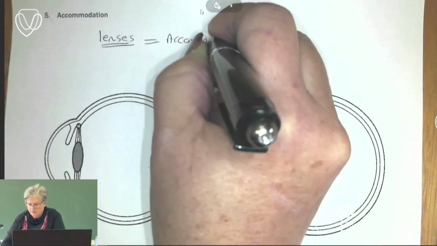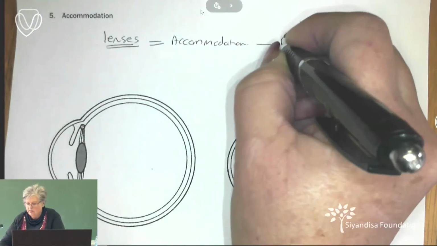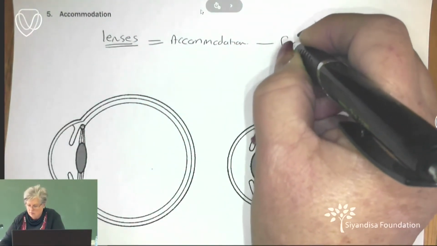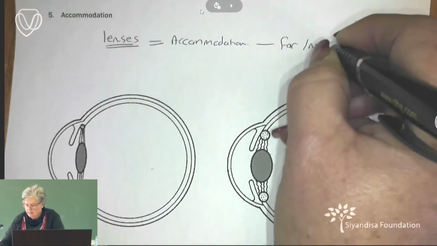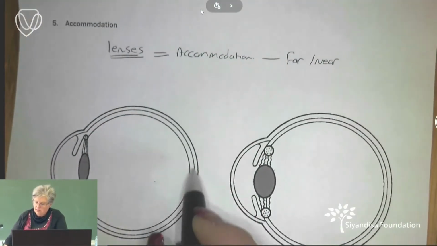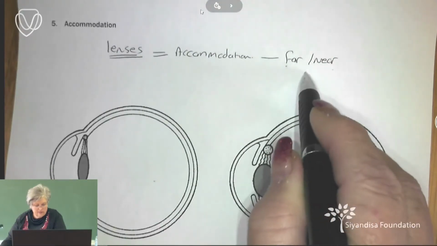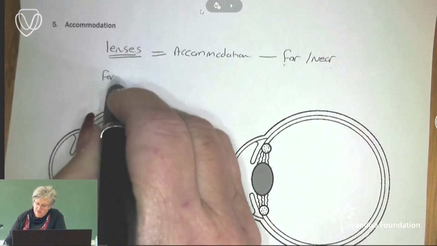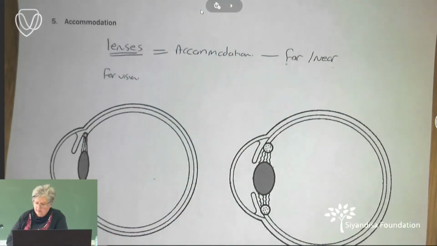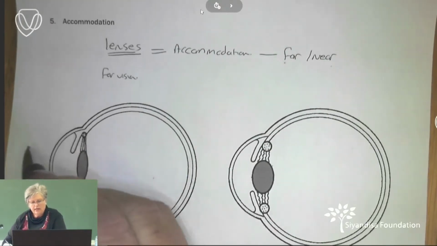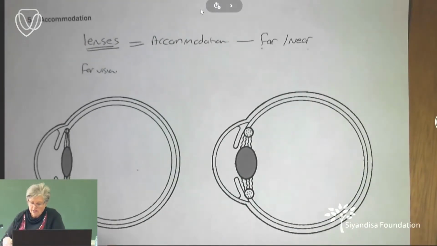And accommodation, I always ask the learners, how do I remember accommodation? I remember I need accommodation if I look far or near. So it is for far and near vision. Okay, for far and near vision. So if we look at far vision, what happens? We have two types of muscles that play a role here. This is different from the pupillary mechanism, so it's very important that you have the correct muscles here.